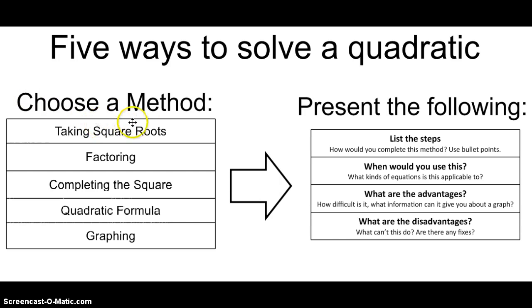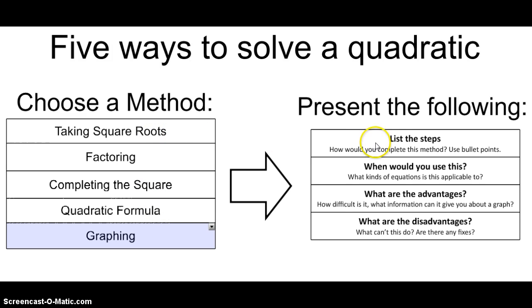Every person in the class is going to choose a method, either taking square roots, factoring, completing the square, quadratic formula, or graphing. And actually, I'm going to do graphing myself to show you how this works. So pick one of these first four, and everyone's going to need a partner. So two people will pick each one. You may have to have a group of three, or maybe a single person if people are absent.